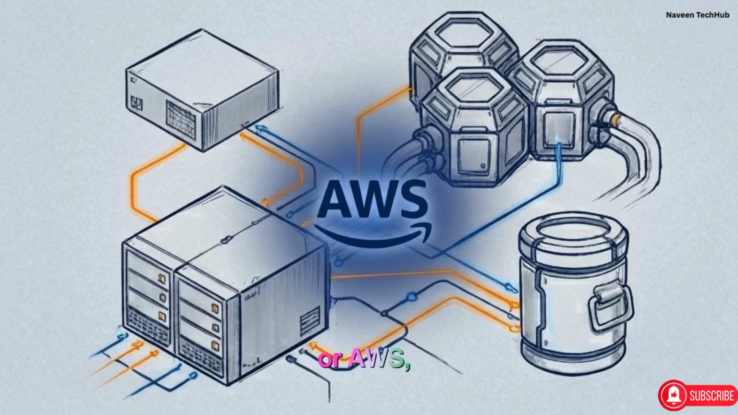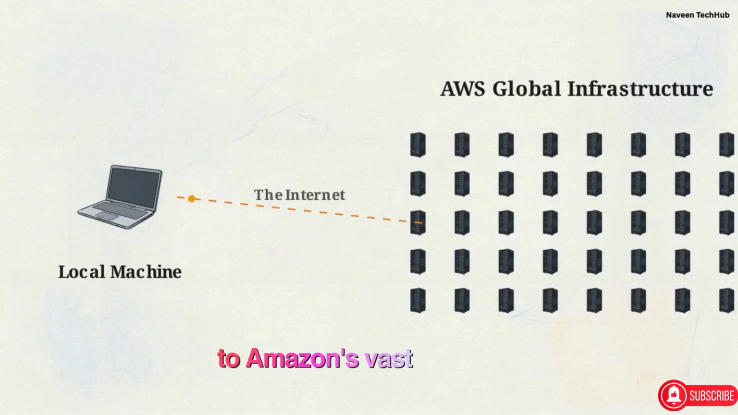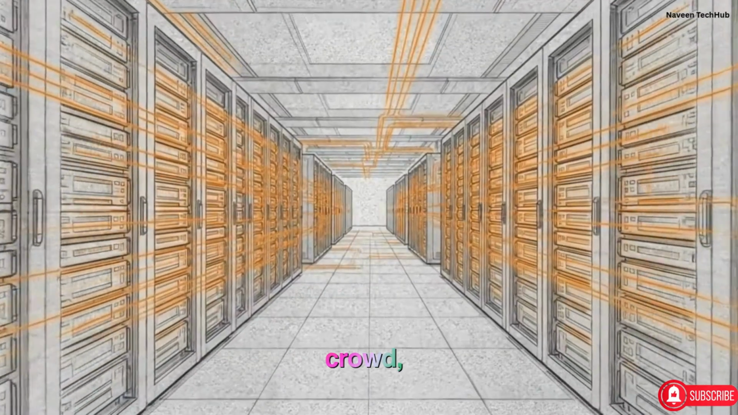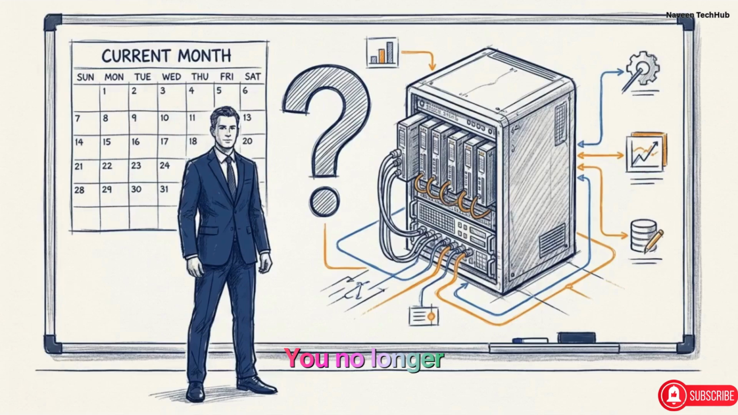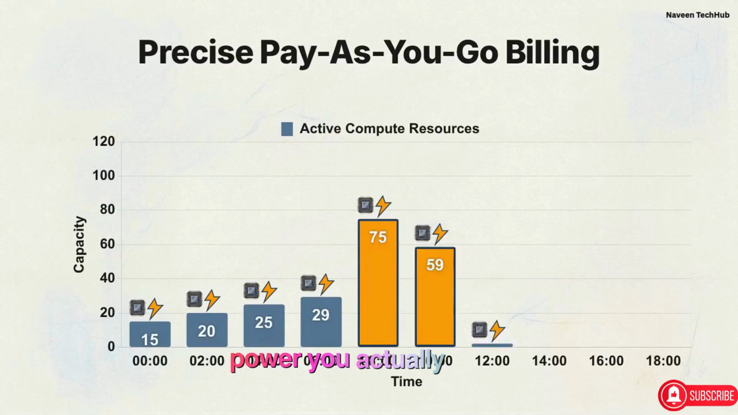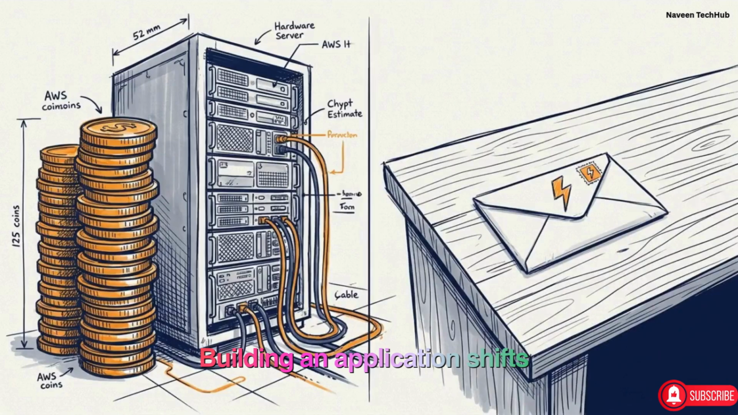Amazon Web Services, or AWS, solves this exact problem. Instead of buying physical machines yourself, you rent access to Amazon's vast network of highly powerful computers over the internet. When you have a massive crowd, you click to rent more power. When the crowd goes home, you give it back. You no longer have to guess how many computers you might need years in advance. You pay only for the electricity and computing power you actually use, exactly when you use it. Building an application shifts from a massive upfront purchase into a flexible, manageable monthly utility bill.